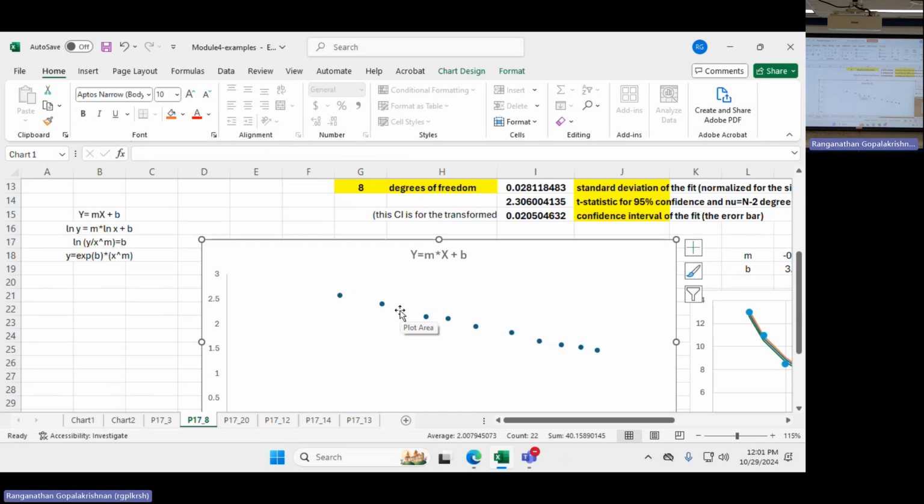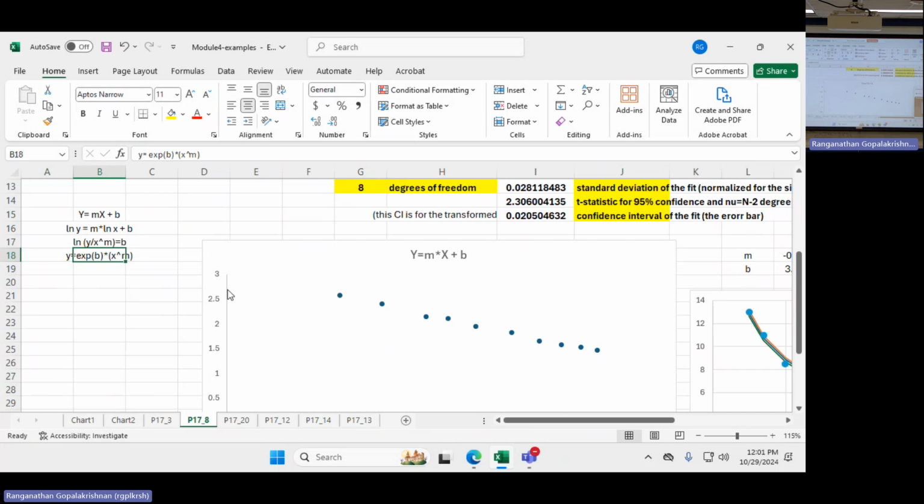So here is the data, logarithm of y against logarithm of x. This looks linear, so we fit a straight line to this, m and b. The problem doesn't stop with m and b. You need to get the equation for the original fit. How will you do that?